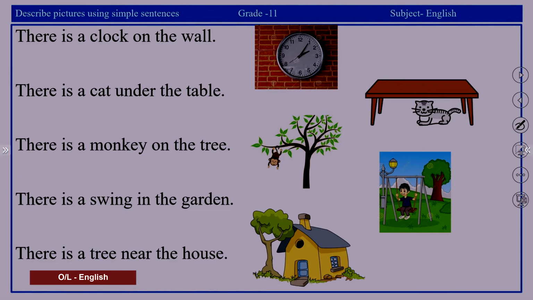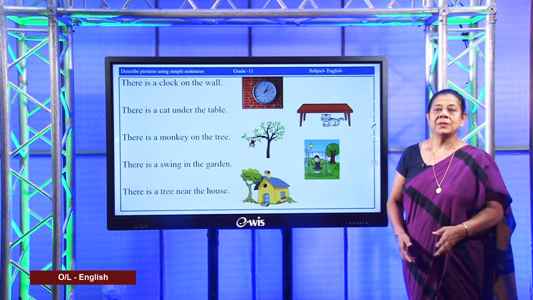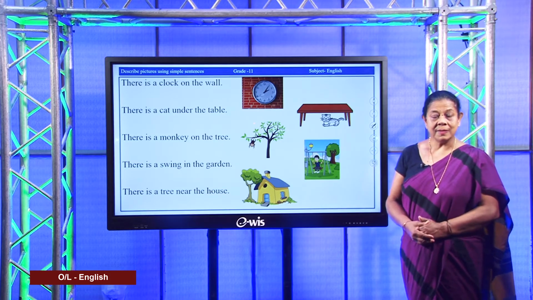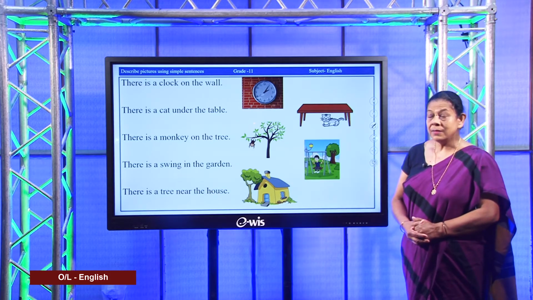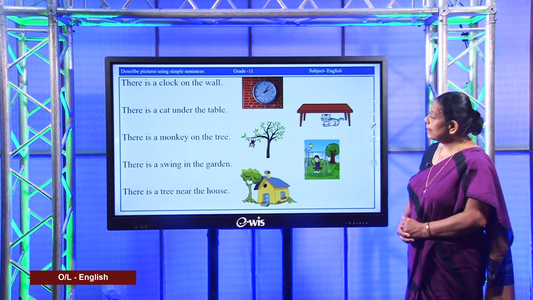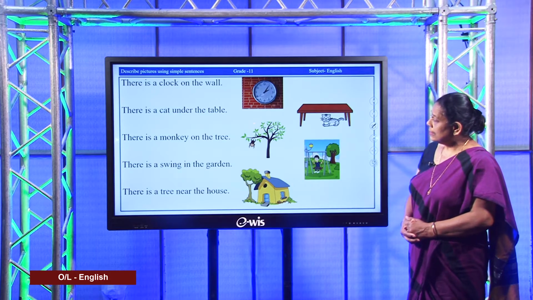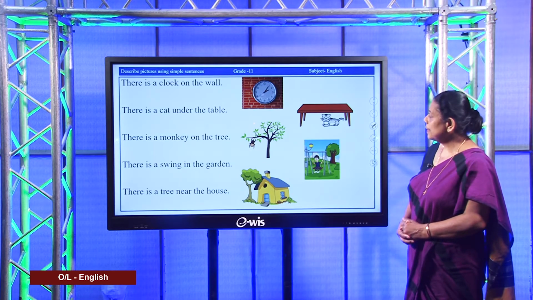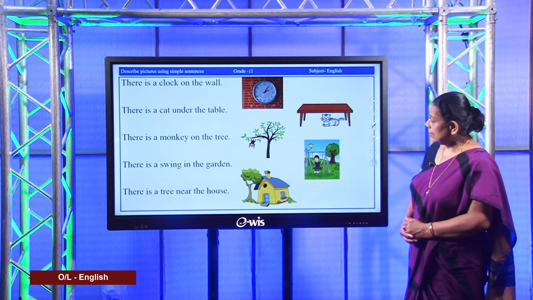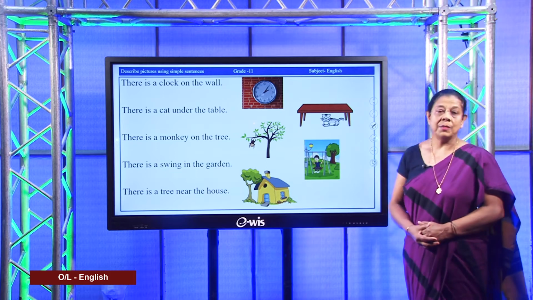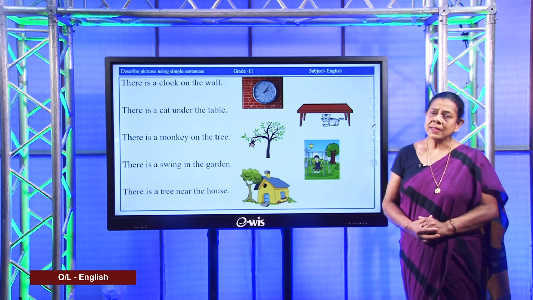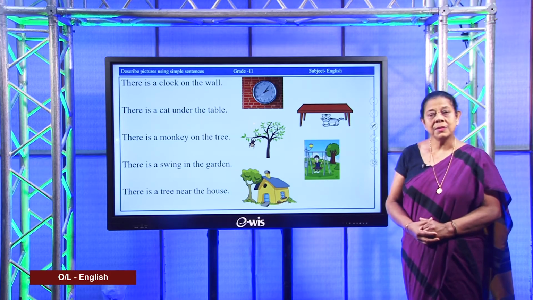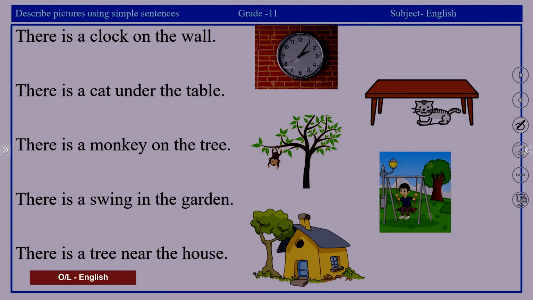So how do you describe pictures? You use there is. There is a clock on the wall. There is a cat under the table. There is a monkey on the tree. There is a swing in the garden. There is a tree near the house. What is the structure? What is the pattern you use? There is. Right.